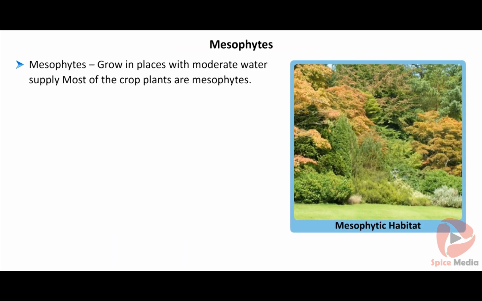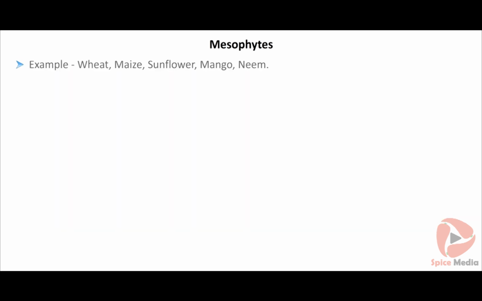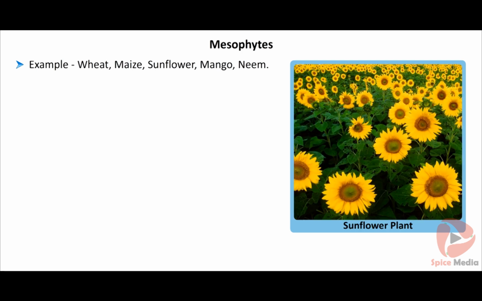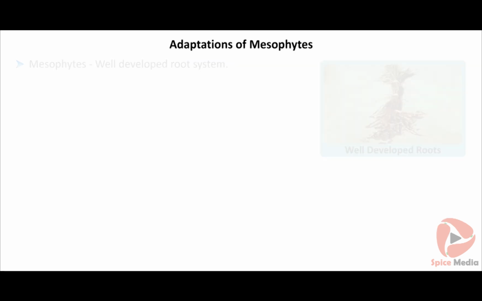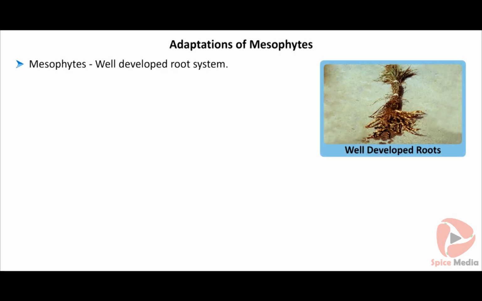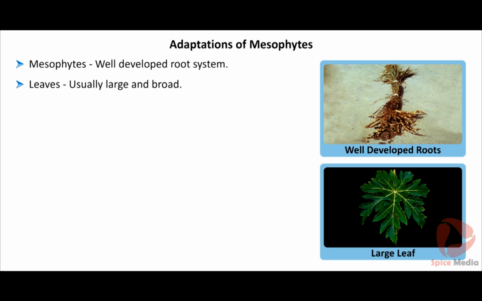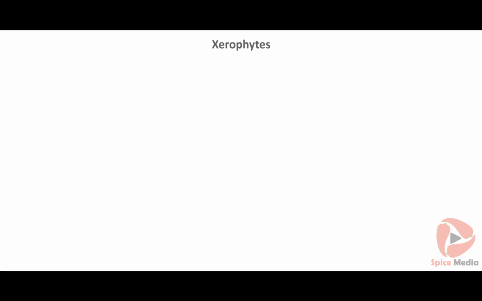Mesophytic plants grow in places with moderate water supply, as they grow neither in places with too much water nor in places with too little water. Most of the crop plants are mesophytes. Example, wheat, maize, sunflower, mango, neem. Mesophytes have a well-developed root system. Leaves of mesophytes are usually large and broad.